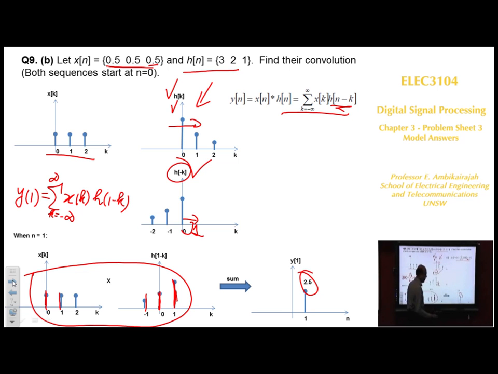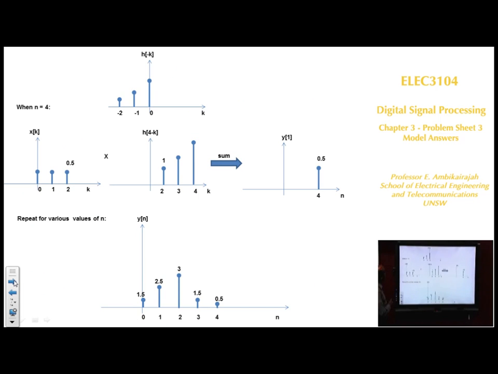Do you understand? You multiply this one with that, you get a value. This one with that, you get a value. This one, there's nothing. This one, there's nothing. So only those two, add them up, you get 2.5. So y1 is 2.5. And similarly, I've done another example. For n equal to 4, you can try it.